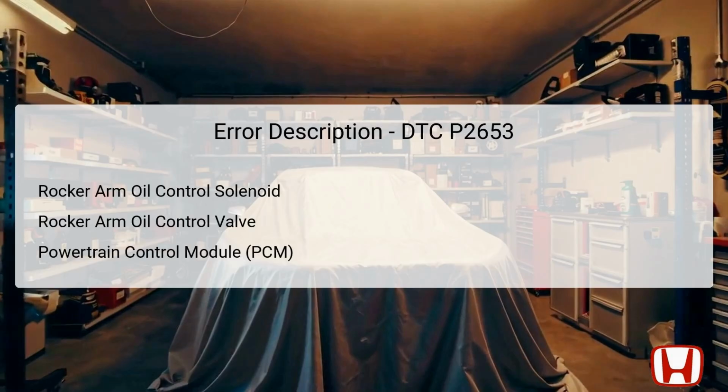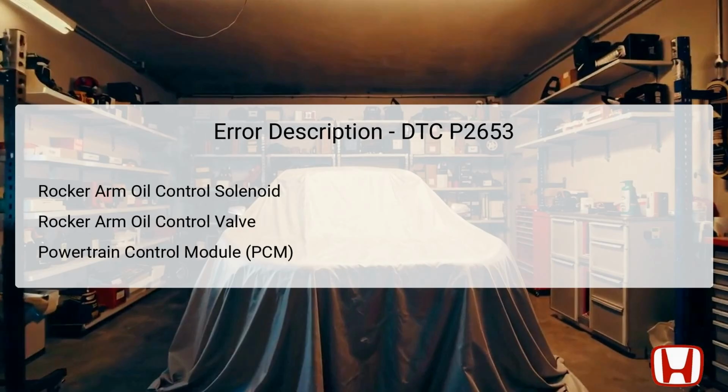The DTC P2653 error points to a low voltage issue within the rocker arm oil control solenoid circuit. The rocker arm oil control solenoid is essential for the effective management of engine oil flow to the rocker arms and is intricately linked to the rocker arm oil control valve, which is located within the engine assembly. The PCM, responsible for engine management and diagnostics, continuously monitors signals from this solenoid. If the PCM outputs an on signal but receives an off signal back from the solenoid, it interprets this discrepancy as a fault, hence logging the DTC.